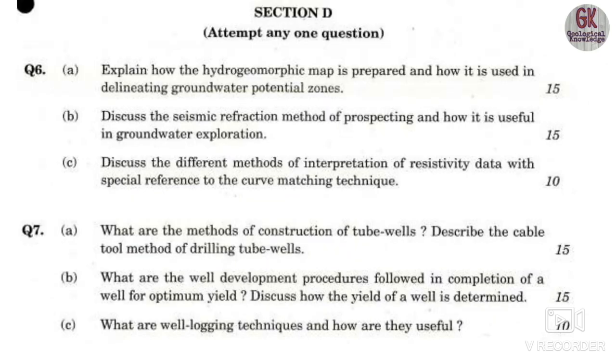Question number 6A is explain how the hydrogeomorphic map is prepared and how it's used in delineating the groundwater potential zones. So there is the explanation of the hydrogeomorphic map, its preparation, and how it's used in delineating the groundwater potential zones.